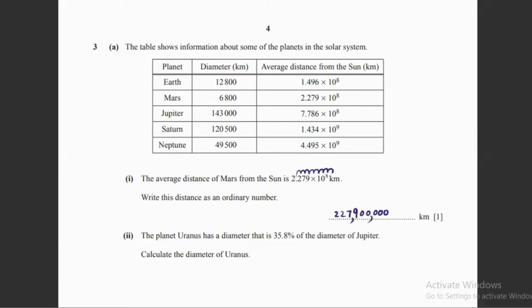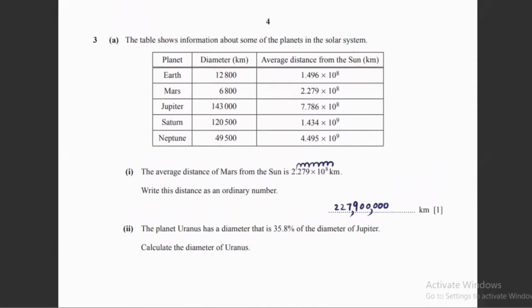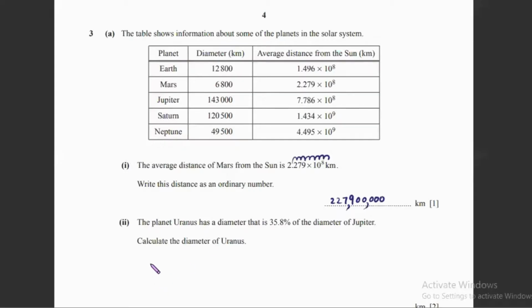And in part B, the second part that we have, planet Uranus has a diameter that is 35.8% of the diameter of Jupiter. We need to calculate the diameter of Uranus. The diameter of Jupiter is given to us as 143,000.